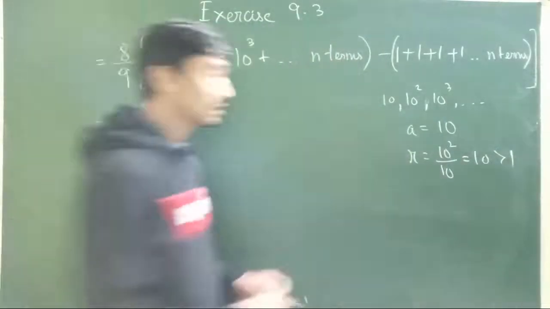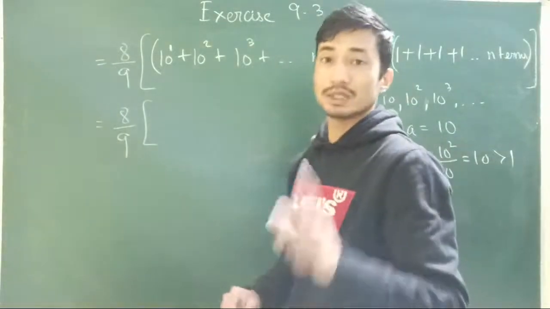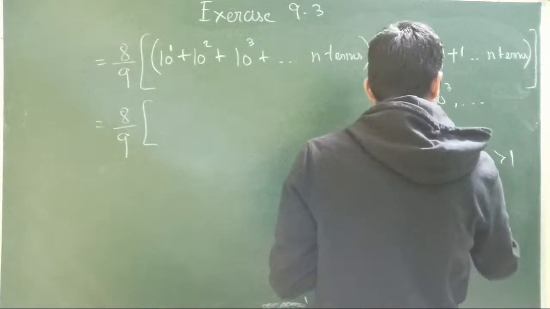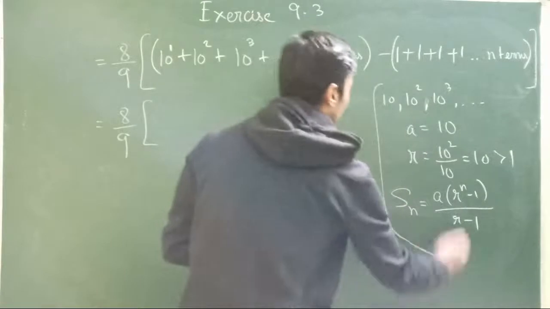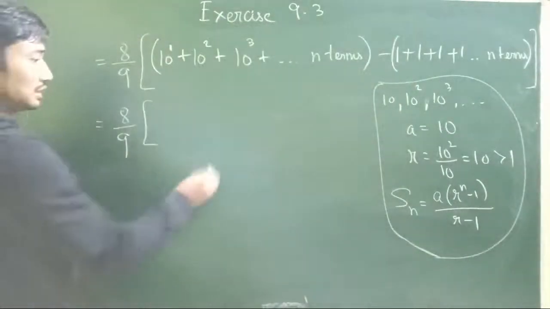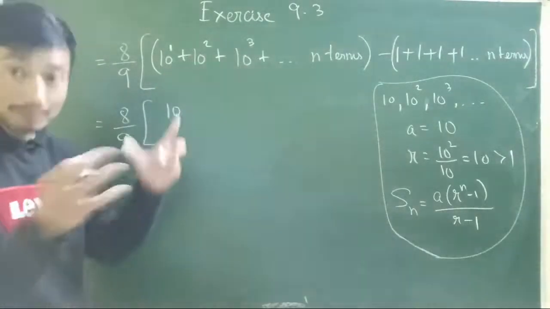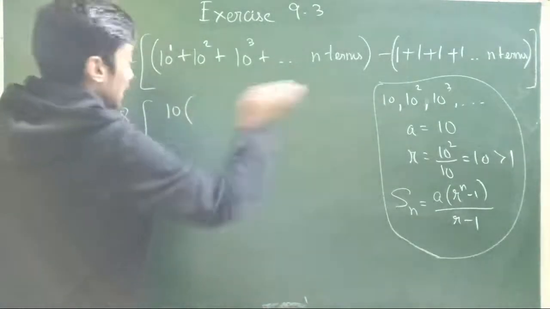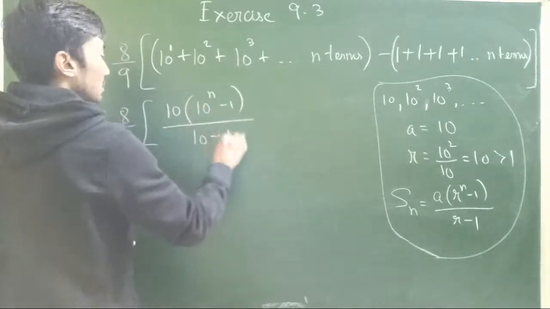So we're going to use the sum of n terms of a GP where the value of the common ratio is greater than 1. So that will be a(r^n - 1) divided by (r - 1). So we will be using that particular concept. So then this becomes a. What is the first term here? 10. Sum, that's why we are adding up to n terms. R, what is the value of r? 10. Power n minus 1 divided by 10 minus 1.